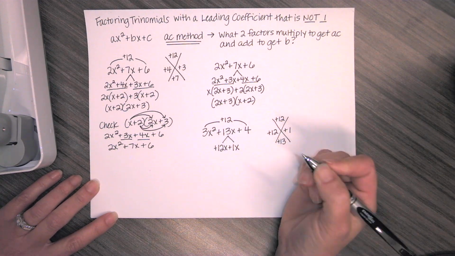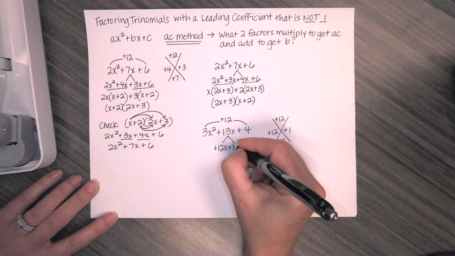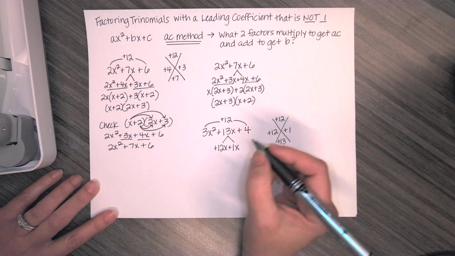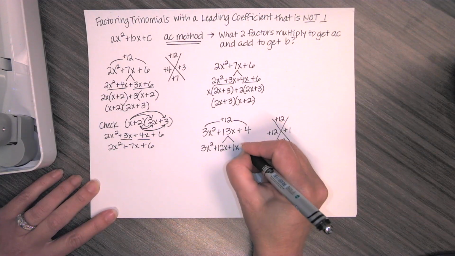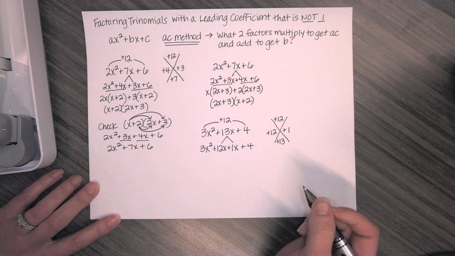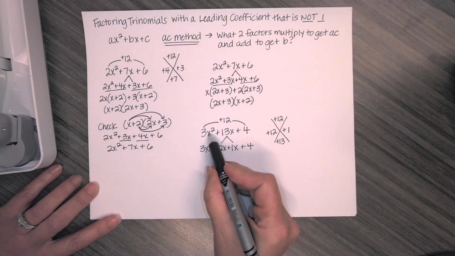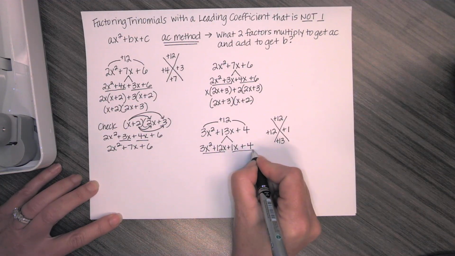Doesn't matter what order you put those in. All right, just make sure what you pick adds back up to be this middle term, because we cannot change the value. All we're doing is rewriting this so that it has 4 terms instead of 3. And the whole reason we do that is so that we can factor by grouping. So I brought my first term down, I brought my last term down. Now I'm going to group.